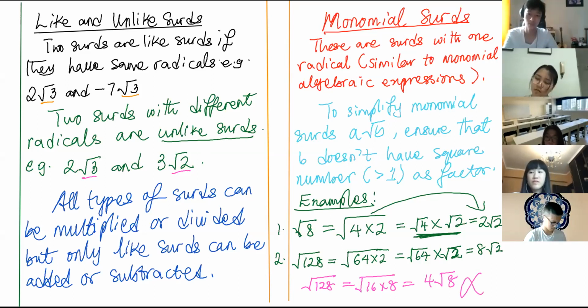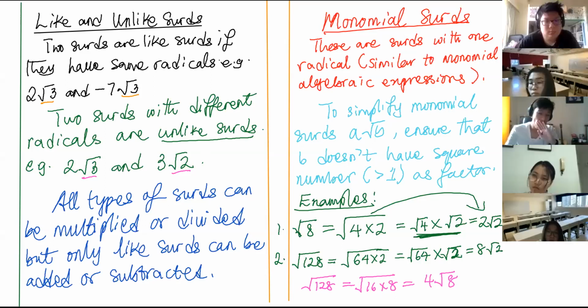Now, when you get to this point, all hope is not lost. You don't erase everything. This is what you can do. All you have to do is say 4 roots. 8 will now be broken down into 4 times 2.